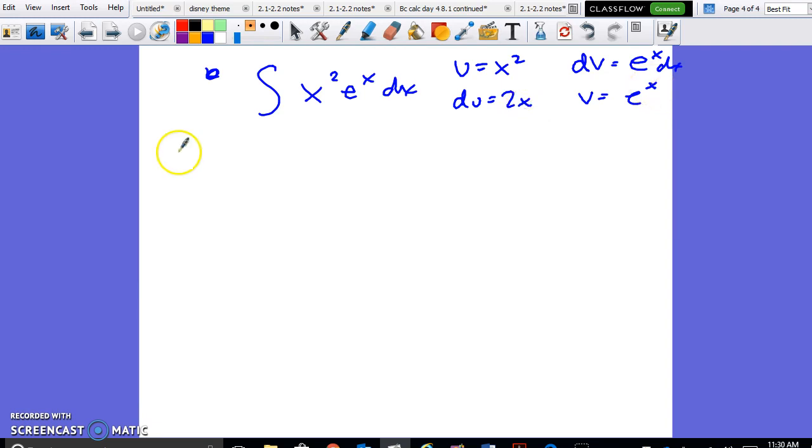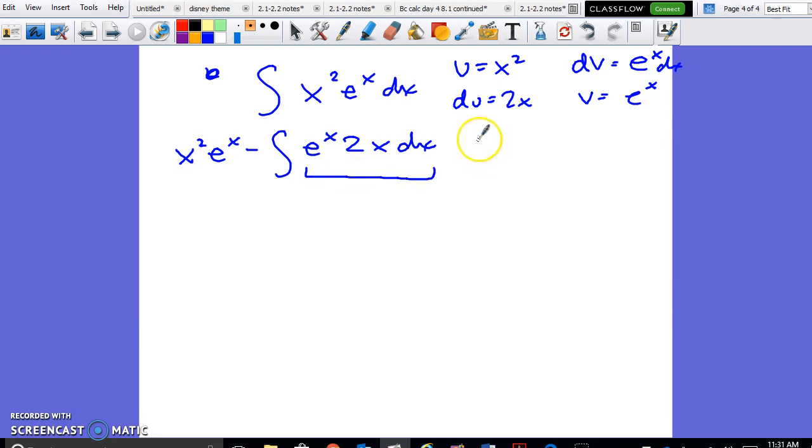Okay, so if I'm going to do this, I'm going to use my formula, uv minus the integral of v du. So what you might notice here is that you would have another integration by parts problem. So you could do integration by parts again and say u is x and du is just 1 dx. Keep going. You could do integration by parts all over again.